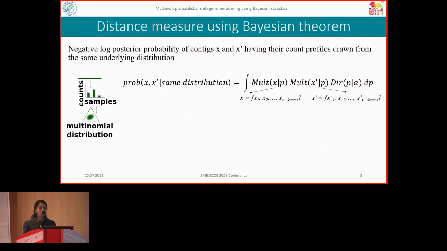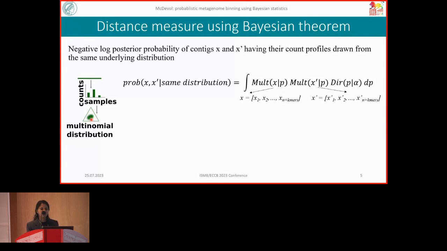We have come up with a novel distance measure using Bayes' theorem. The key idea is that for a given contig, we observe certain abundances in each sample. Here I illustrate with three samples, and the abundance profile follows a multinomial distribution. Here the corners represent samples and the contours represent the probability of observing counts in each sample. The idea is that our distance compares this multinomial distribution between contigs to find similar contigs.